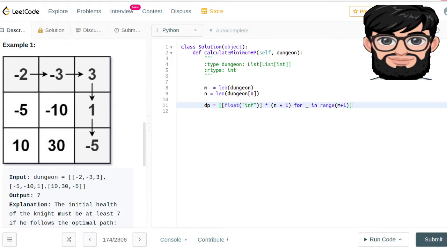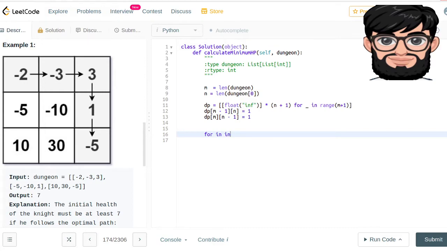We're also going to initialize the first cells, because we're going to be starting from the bottom up. We're going to set dp of m minus 1, n equals 1, and dp of m, n minus 1 equals 1. This is the minimum power we need in order to complete the game.